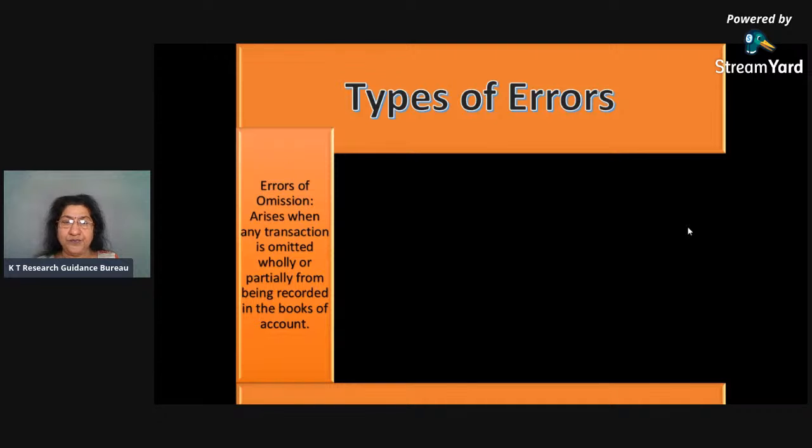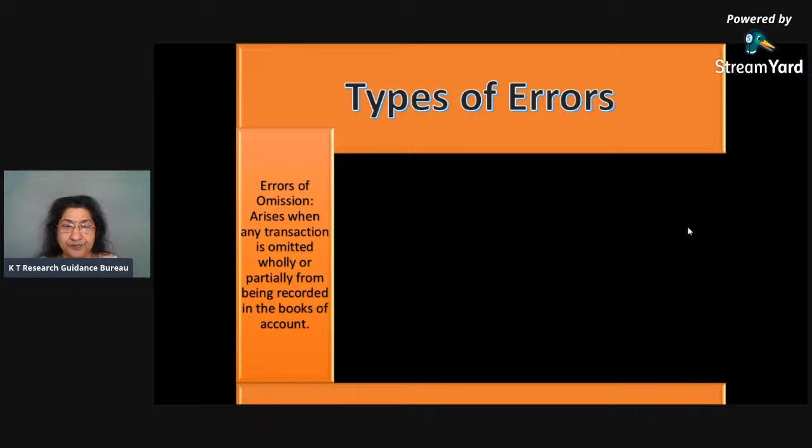Types of error, among them, first is errors of omission. You know the dictionary meaning of omit. Means you omitted it. Same is the case for the transaction. This sort of errors arises when any transaction is omitted wholly or partially from being recorded in the books of accounts.